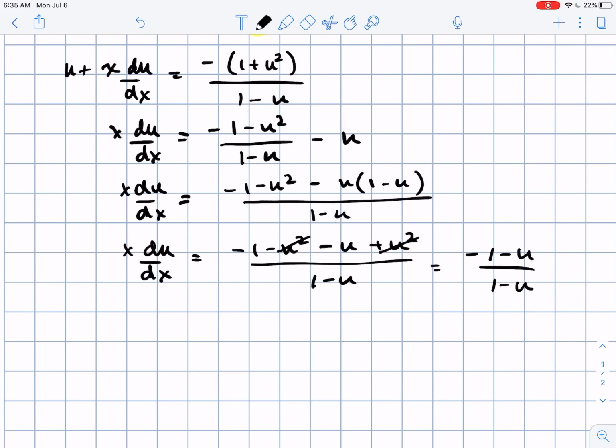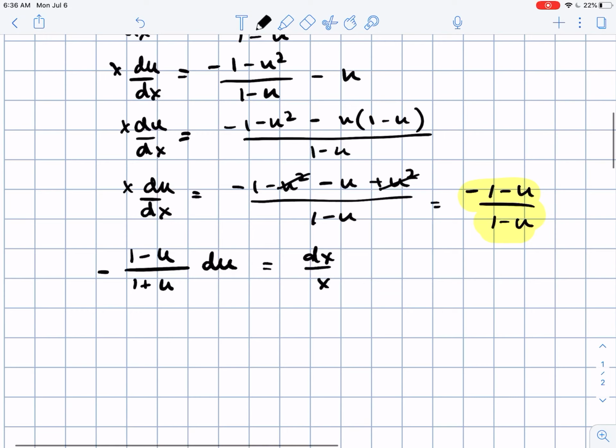Now we could bring x's to one side, u's to the other side, so I'm going to have 1 minus u over, if you want to kick that negative out so it just looks neater, 1 plus u, that's fine, du. Notice I took the reciprocal bringing that to the other side, and then here the reciprocal of x over dx, so it's dx over x on this side. Now what we could do is we could get an easier term on this side, so we could bring that negative over.